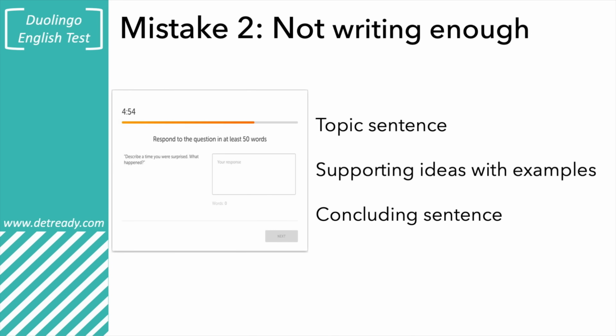And for the write about a topic question type, a good structure would look like this. We have a topic sentence which outlines your main idea or your main thesis of your paragraph. Then you have supporting ideas with examples. I would suggest that you do around 2 of these supporting ideas, and then you finish off with a concluding sentence. Okay, let me show you what I mean by giving you an example.